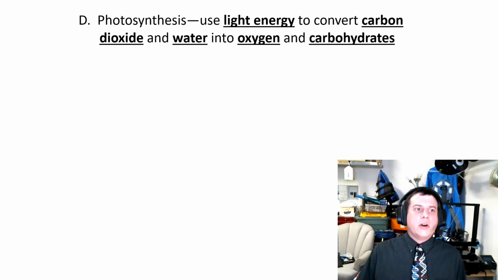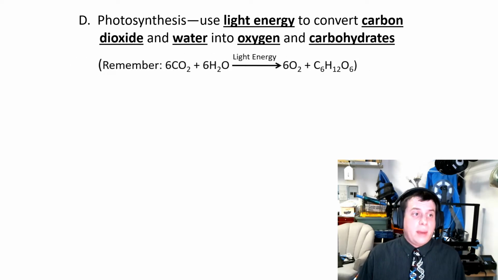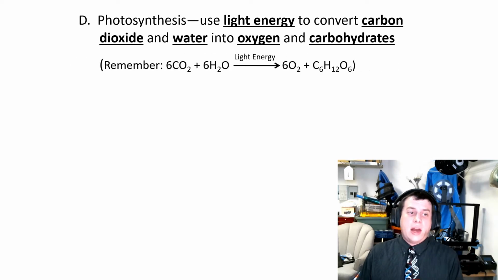You also have some bacteria in there as well. All right, so photosynthesis uses light energy to convert carbon dioxide and water into oxygen and carbohydrates, or sugar. Most often, glucose is the first step in what's made because glucose is the most simple of the sugar molecules. It's the fastest and easiest one to make. So this is the equation that I kind of want you to remember.